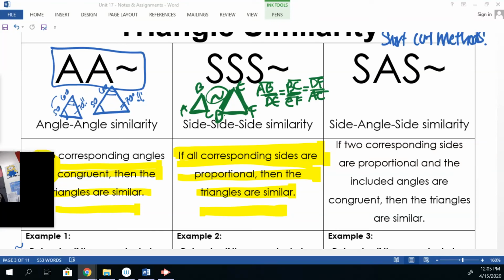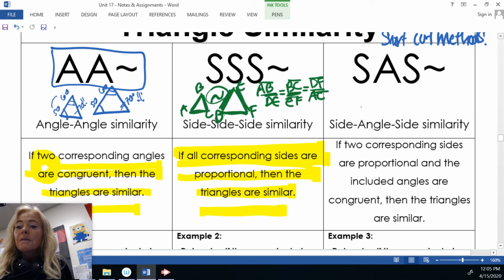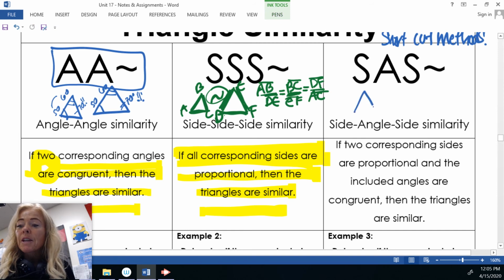All right, we are on 17.3 part 2. So I'm going to start with side angle side. Now side angle side similarity is a little bit different just because when you have your two triangles and you're checking for side angle side similarity, are they similar?